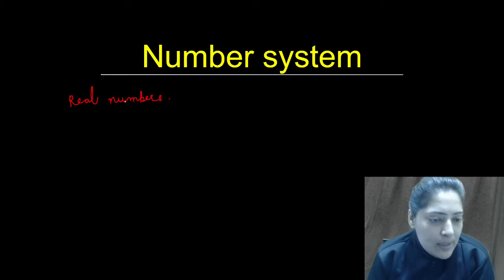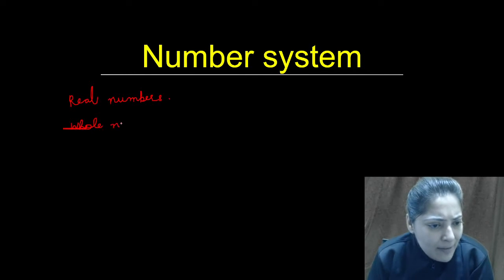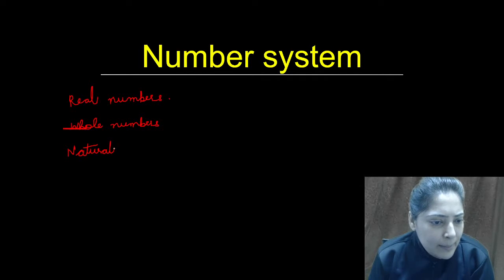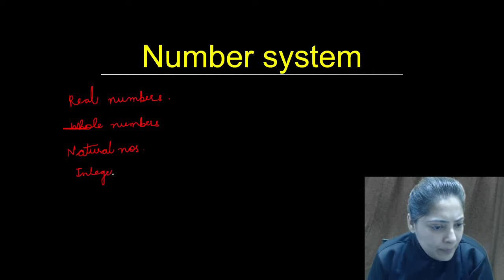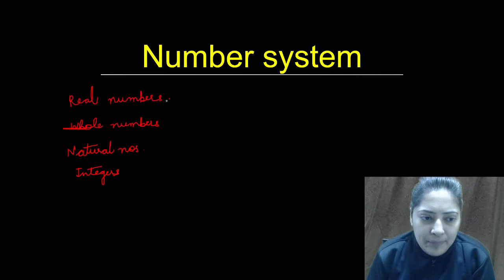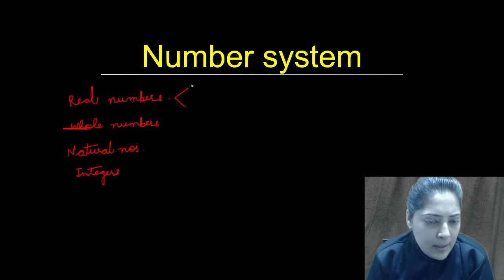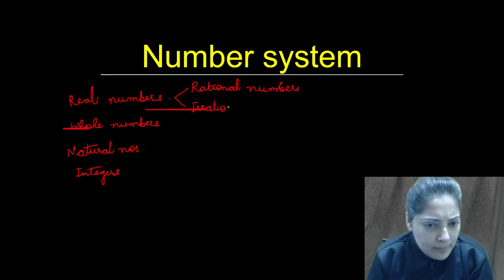So what are real numbers? What are whole numbers? You must have done these things already. Whole numbers, natural numbers, integers. Now see, real numbers have two parts, rational numbers and irrational numbers. Few will be rational numbers, few will be irrational numbers.